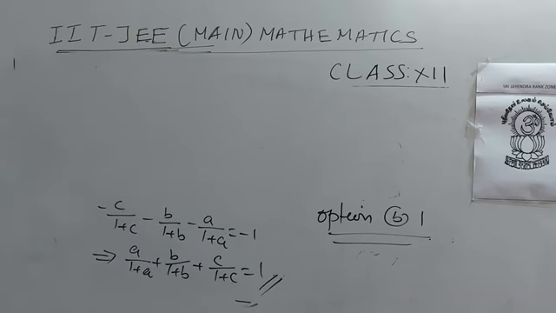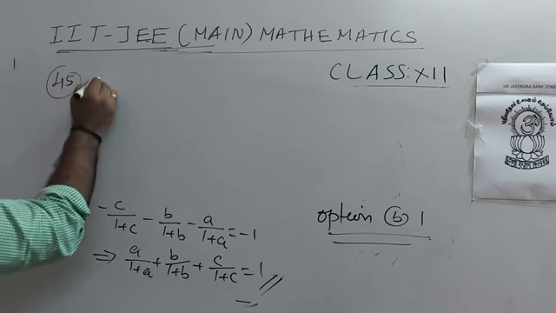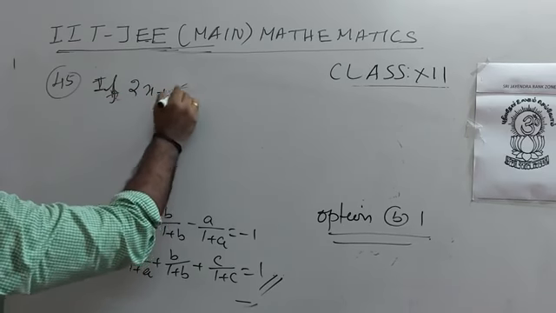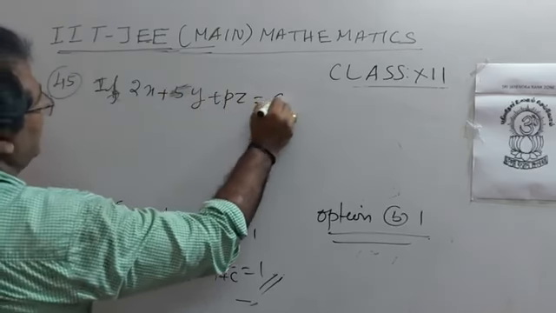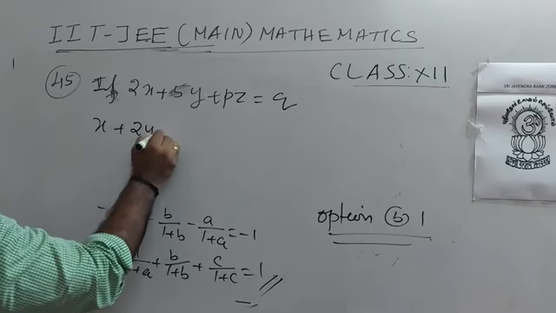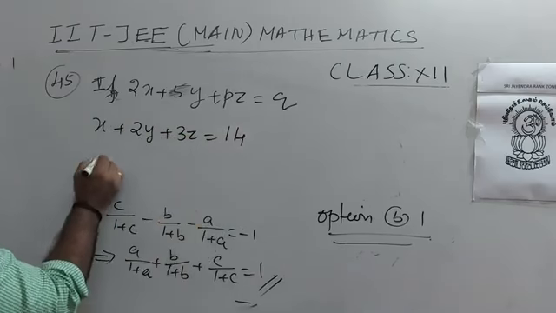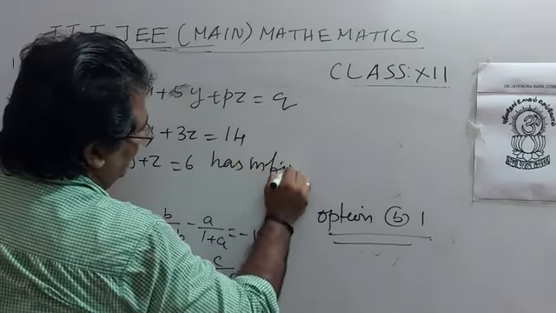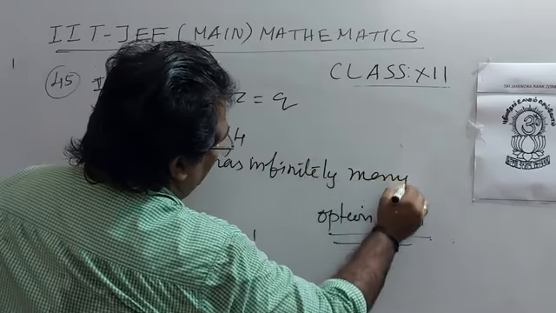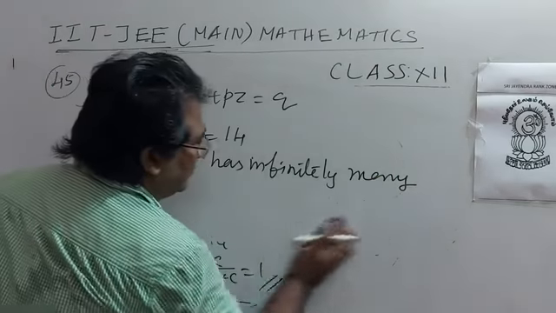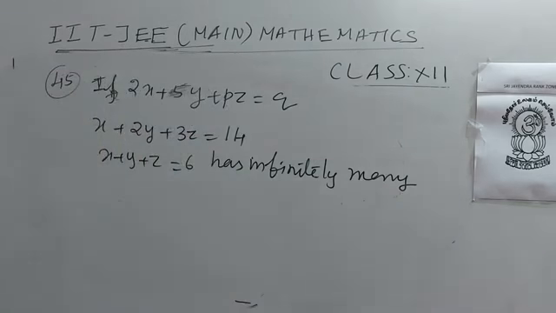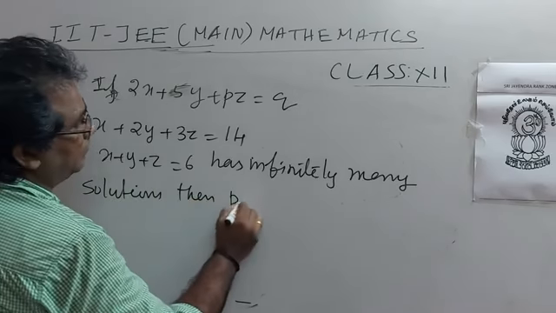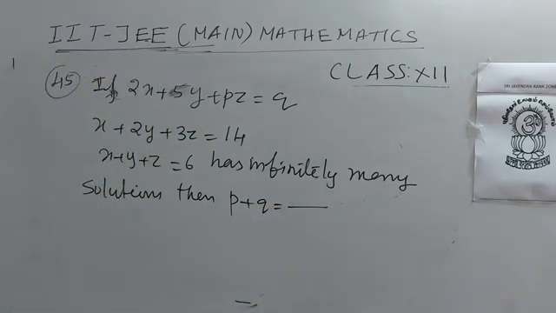Next one. If 2x plus 5y plus pz equals q, x plus 2y plus 3z equals 14, x plus y plus z equals 6 has infinitely many solutions, then p plus q is equal to what value?